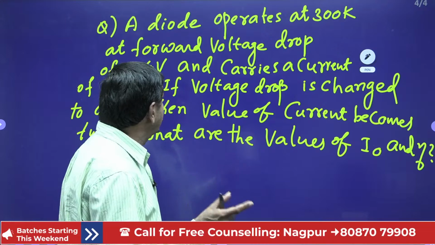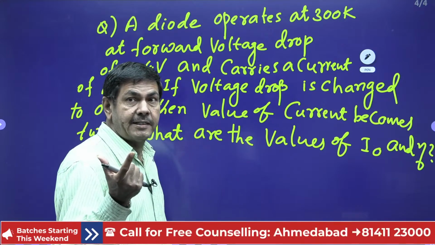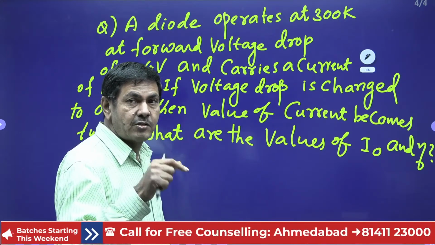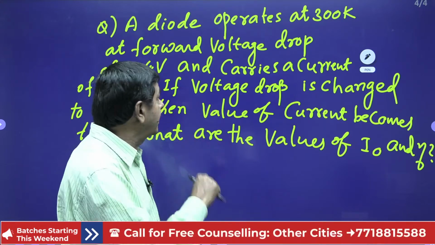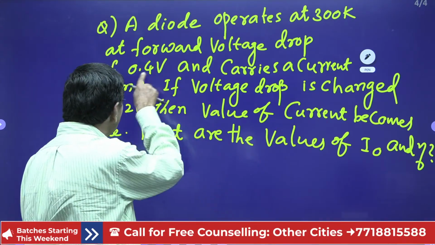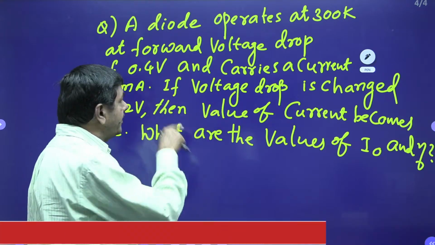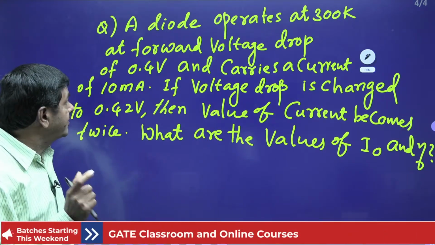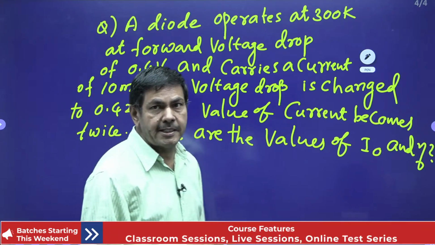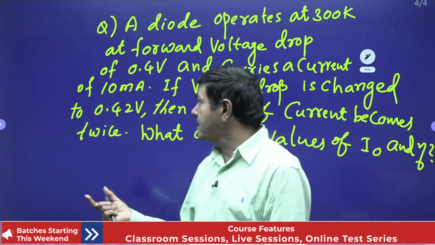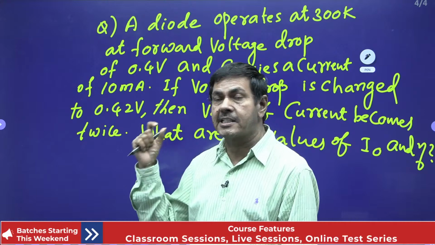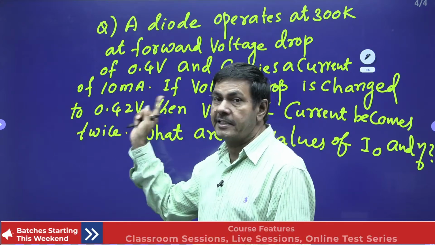That means the voltage across the PN junction diode is 0.4 volts, as given. And it carries a current of 10 milliamperes. When the drop of 0.4 volts takes place, the current passing through the diode, that means the diode current, is given in the problem as 10 milliamperes.